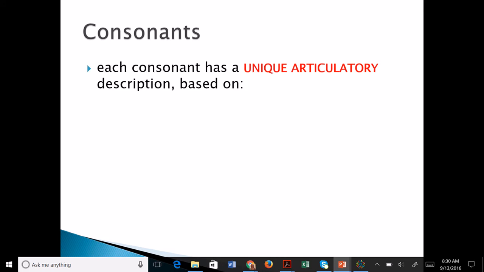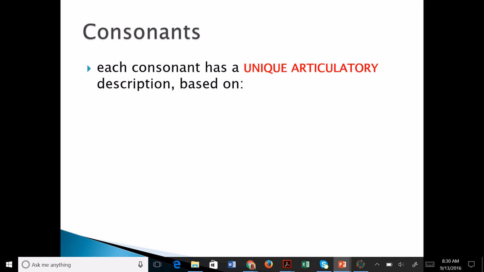We're going to start with consonants, and now I want you to get out your blank vowel and consonant chart, and we're going to fill in a little bit of information on those before we get to the symbols in class. So every single consonant that is used in languages around the world has a unique articulatory description. So there's a way to describe each and every consonant to make them unique or different from each other.